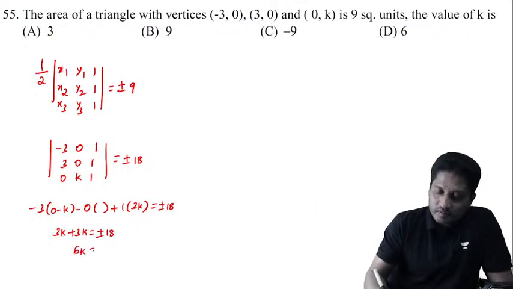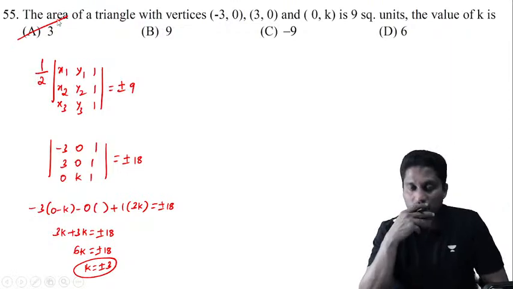6k is equal to plus minus 18. K is equal to plus minus 3. K is plus minus 3. Answer is option A.